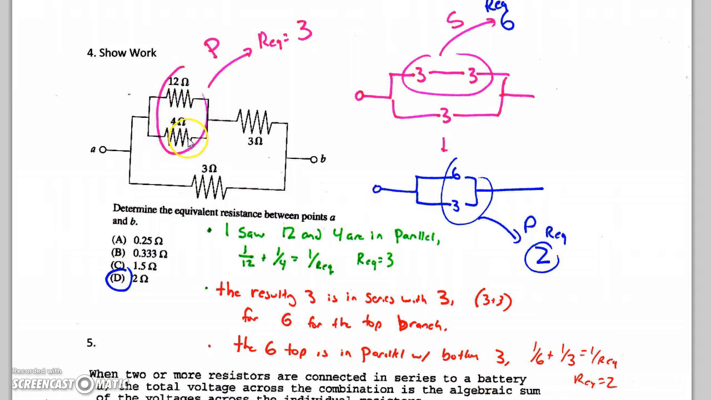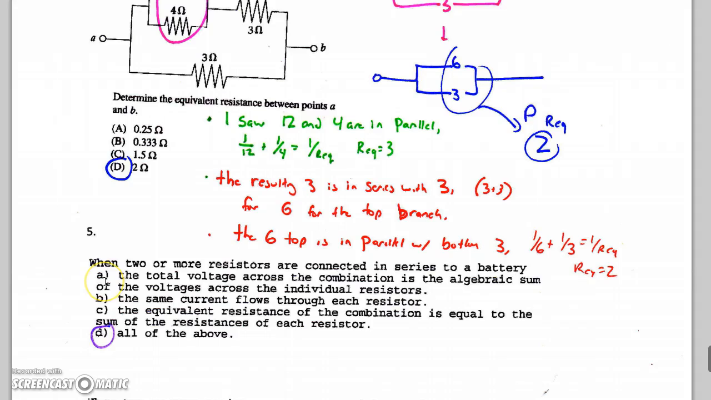I then redrew the picture with these two replaced by a 3, and I realized that the top path is now a 3 and 3 in series. That can combine to be 6. So now the top path is pretty much a 6 ohm. The bottom path is 3. These two paths are parallel. I used the same equation again, and I got 2 ohms for my total resistance, thus letter D.